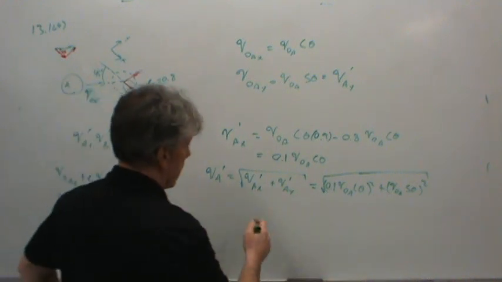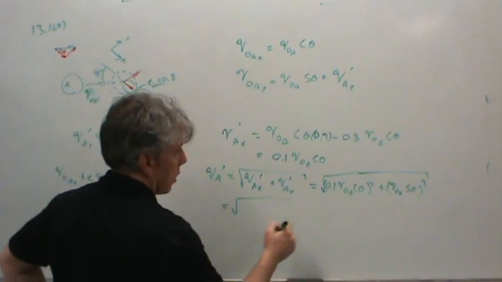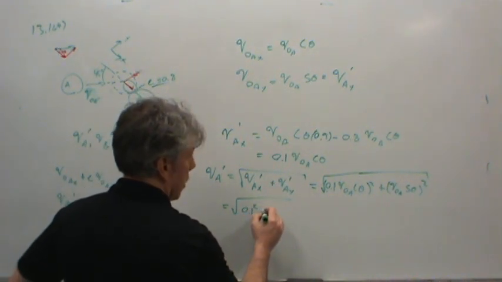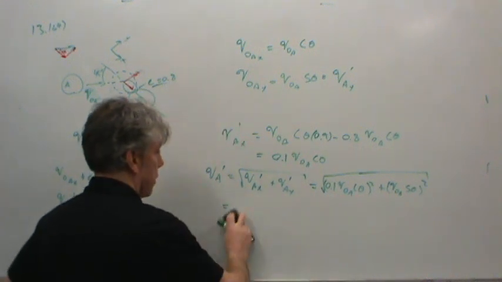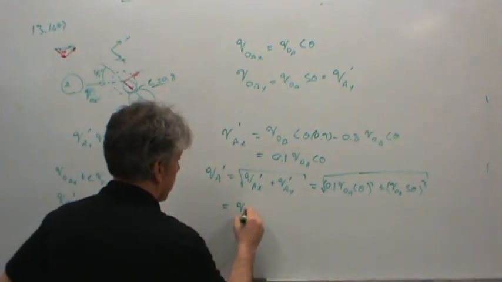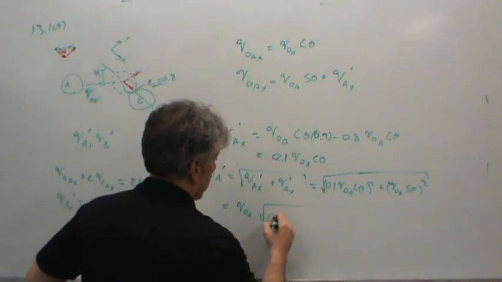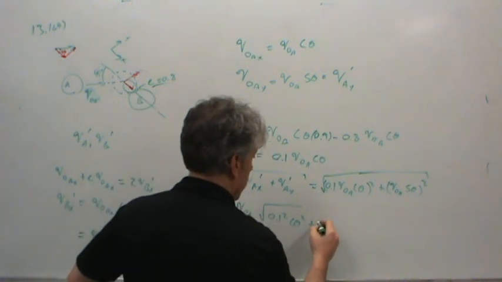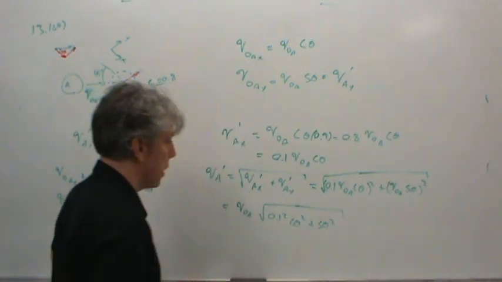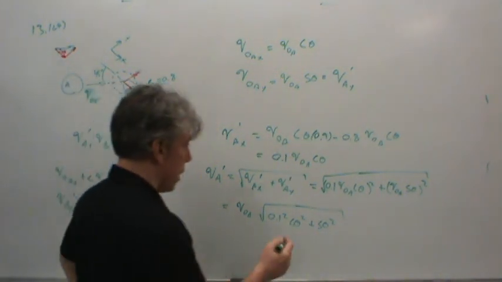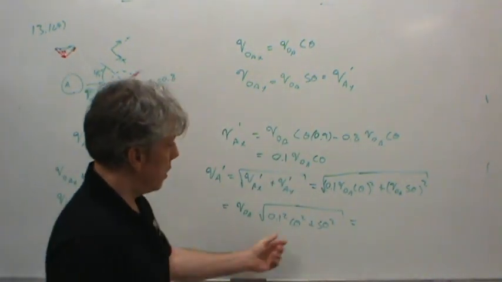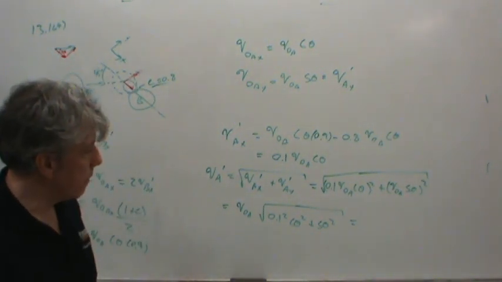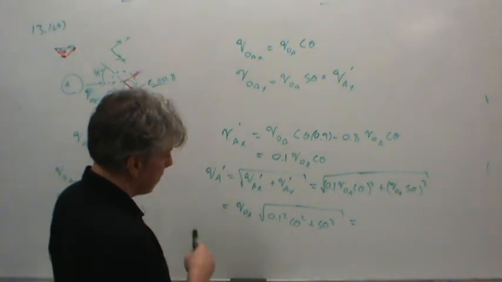Well, I guess we can continue with this. So root, if we square this, we're going to have 0.1 squared. We could pull out the V naught A. It's pretty obvious we're going to have a V naught A squared, and that will just come out. Root 0.1 squared cos theta squared plus sine theta squared. And of course we know that the cosine of 45 degrees and the sine of 45 degrees are the same thing.